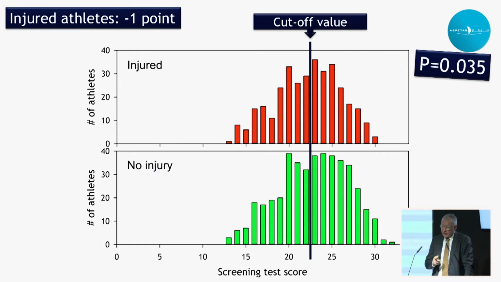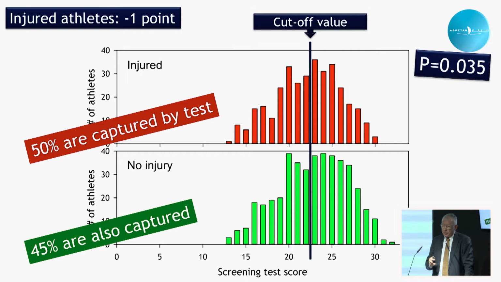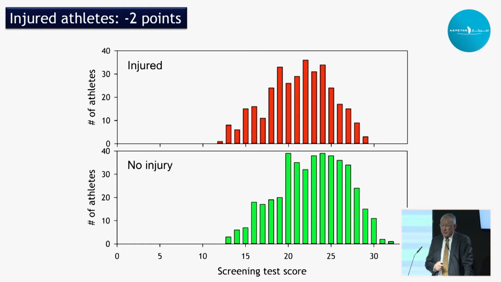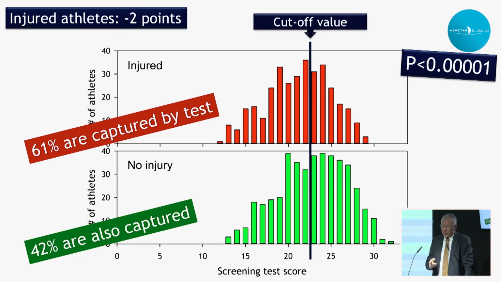Where's the cutoff value? Well, this is the optimal cutoff value for this data set. Trust me on that. We capture 50% of the injured, but we also capture 45% of the non-injured. Can we use this test? Anyone? No. So we're going to continue the exercise. Here I moved it 2 points to the left. Highly significant, really impressive study showing that this is a risk factor, right? But the properties of this as a screening test to predict injury means that we capture 61% of the injured, but also 42% of the non-injured.